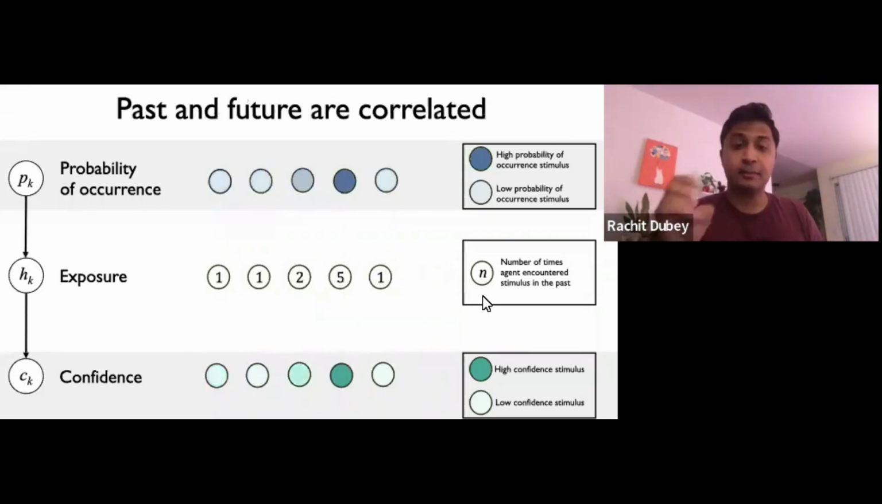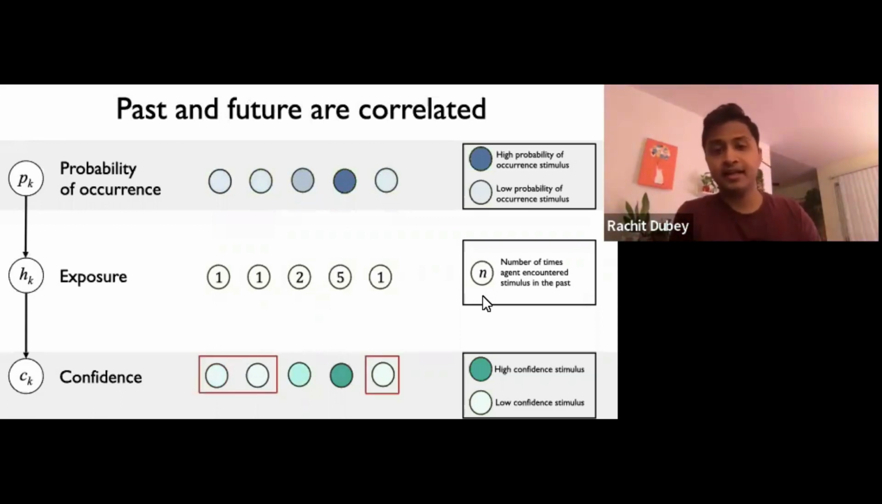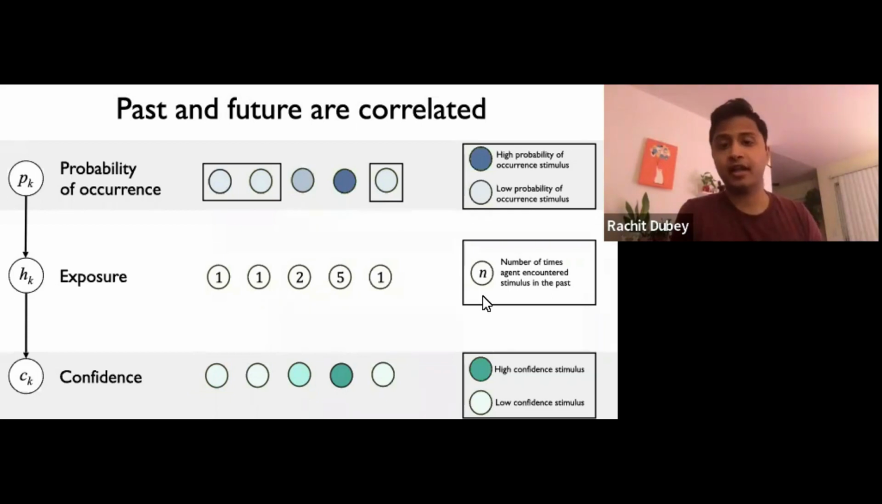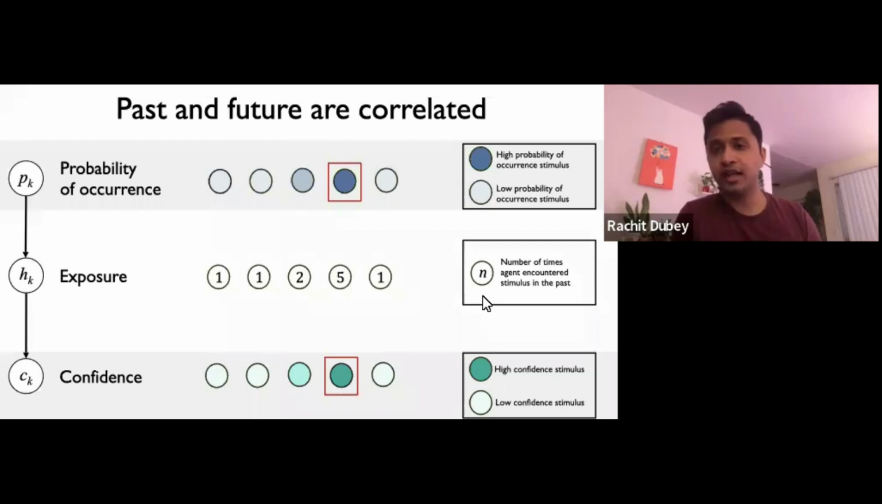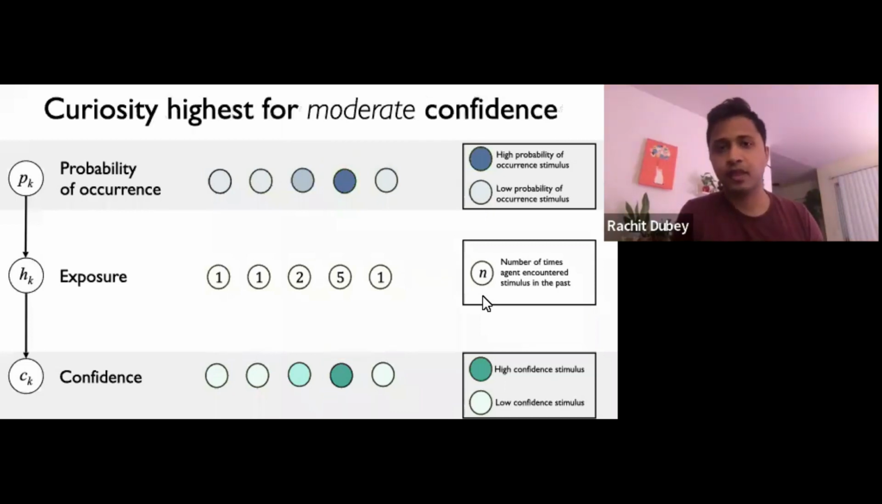And now consider the case when the past and future are correlated. Here, the stimuli for which the agent has had little exposure and little confidence have a very low probability of occurring again in the future, so the agent should not worry about them, and it gives them a low priority for exploration. And for the stimuli that are the most likely to occur, the agent already has high confidence. It already knows the answer to it, so it should not waste its time on it. And thus, the agent should be most curious about stimuli for which it has moderate confidence, because they still have a relatively high chance of occurring in the future, and the agent still does not fully know how to respond to them.